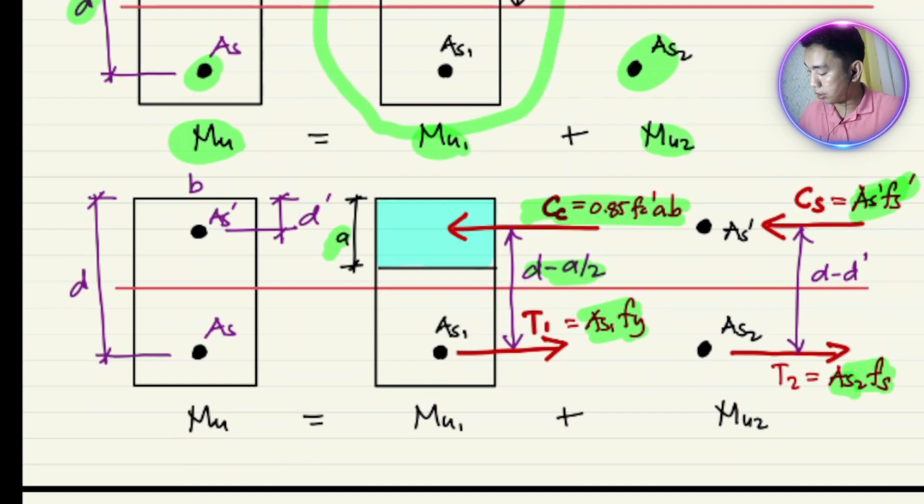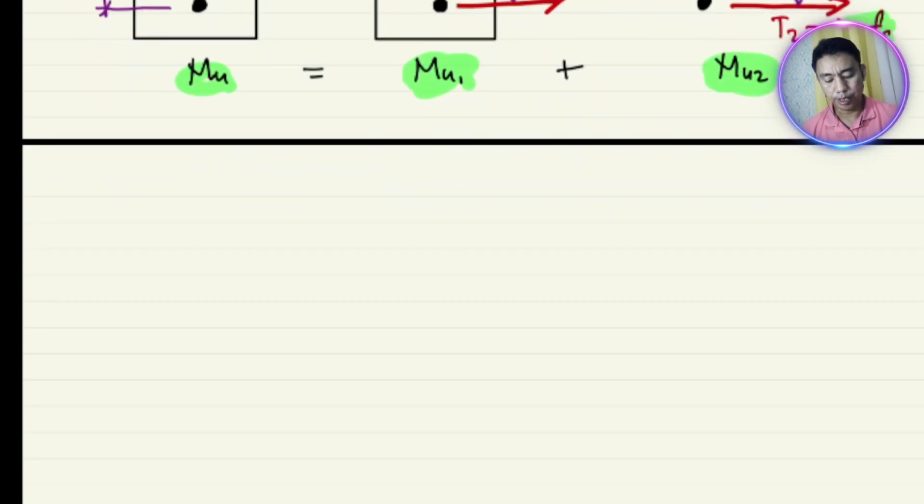Yeah, that is FS. ES2 FS, and then ES prime FS prime. Okay? So ganun lang yung analysis. I-add lang natin yung dalawang moment. Sorry, let's erase. MU1 and then MU2. Then we can solve the MU, right?